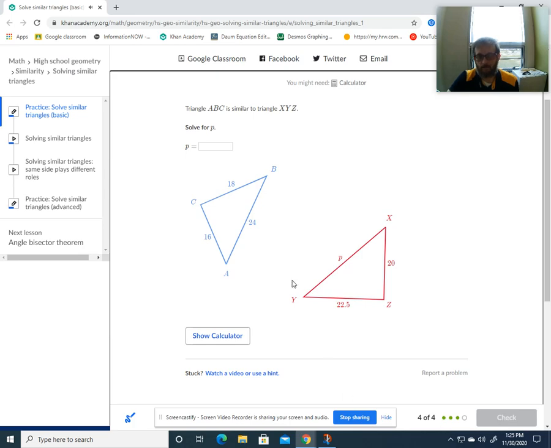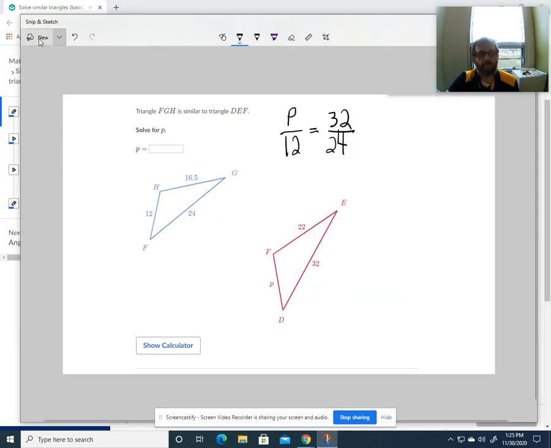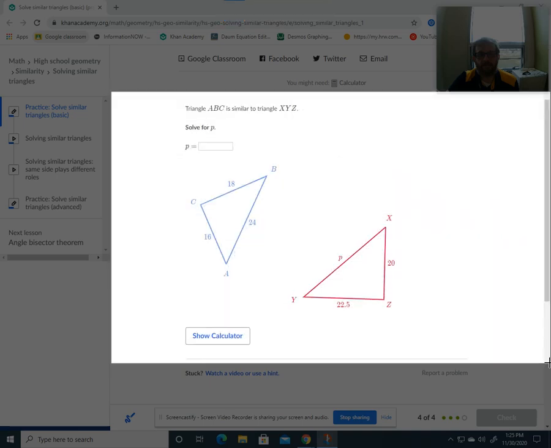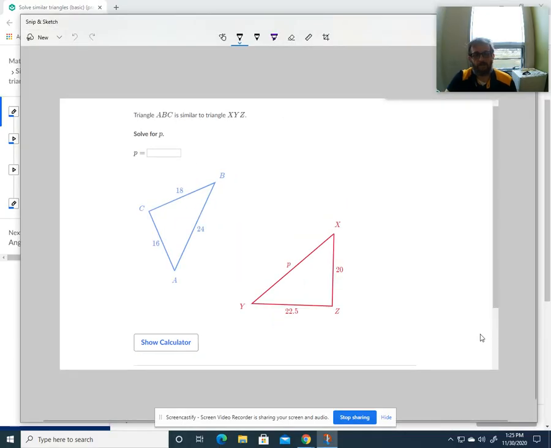All right, last one. Again, one more time. Let's snip this out a little bit so I've got some places to write. All right, again, we're looking for P. And so we're going to start out, we're going to say, all right, P is on the top of my fraction. P is across from Z down here. P is across from Z.